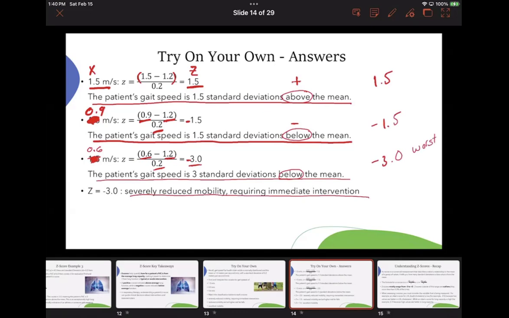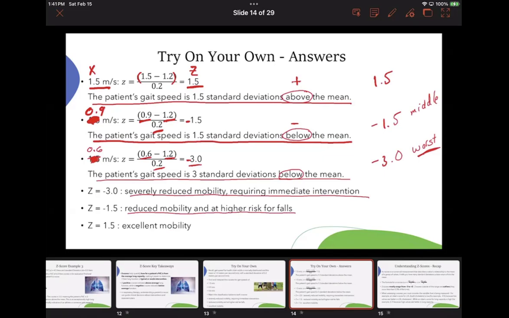Okay, the next worst is the negative 1.5. And so we could say, between our 3 z-scores, this one is in the middle. This person has reduced mobility and is at a higher risk for falls, but not as bad as the negative 3.0. And then the last one with 1.5 is excellent mobility. Okay, so we were asked to match the gait speeds to those 3 classifications, and based on the values that we got, this is how we would classify them.